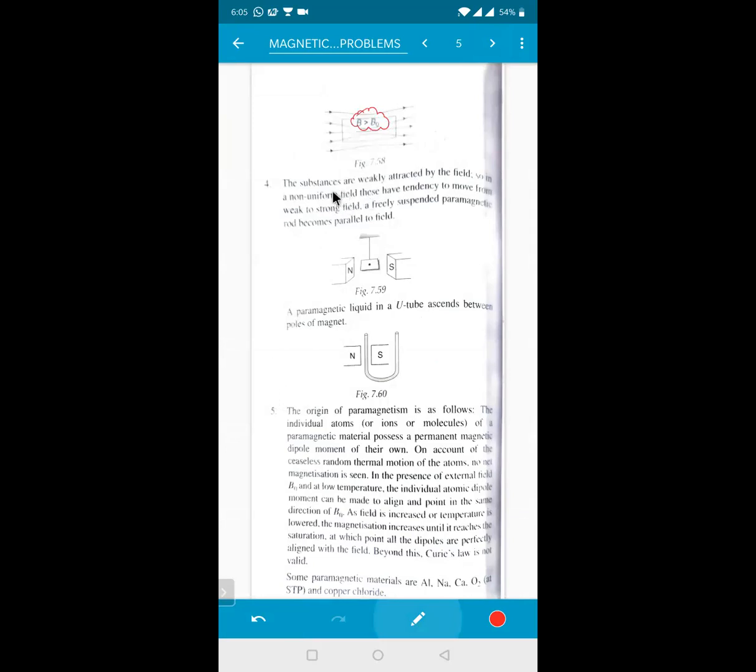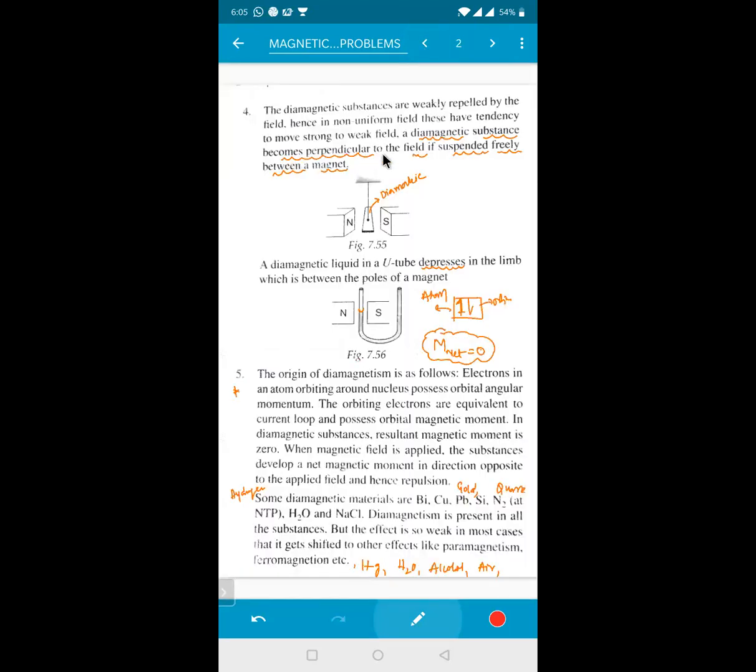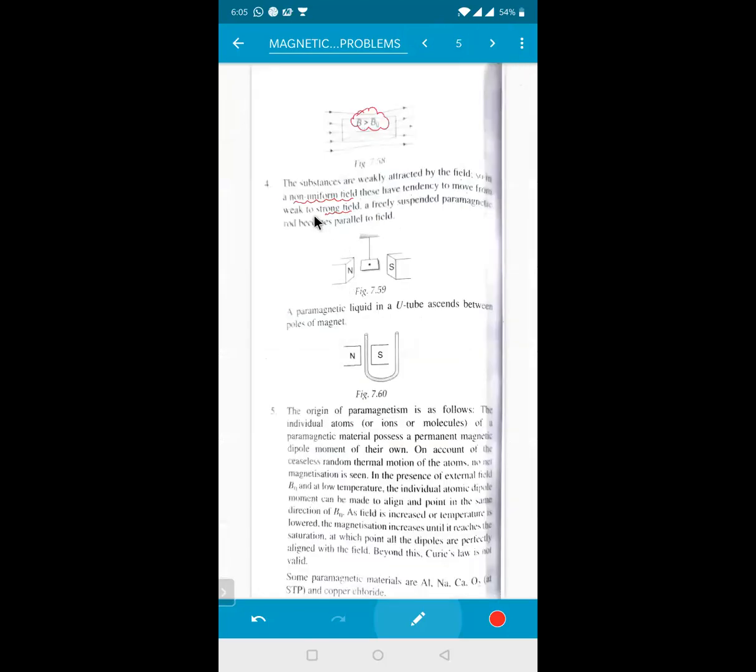And this one is also very important. Paramagnetic substances are weakly attracted by the field. So in a non-uniform field, they have a tendency to move toward the strong field. Whereas diamagnetic substances in a non-uniform field have a tendency to move from strong to weak field. They are having the tendency to move from weak to strong fields for paramagnetic. Exactly opposite.